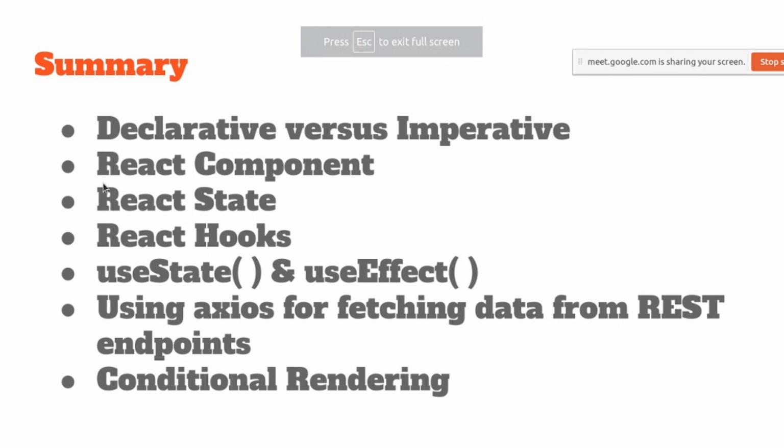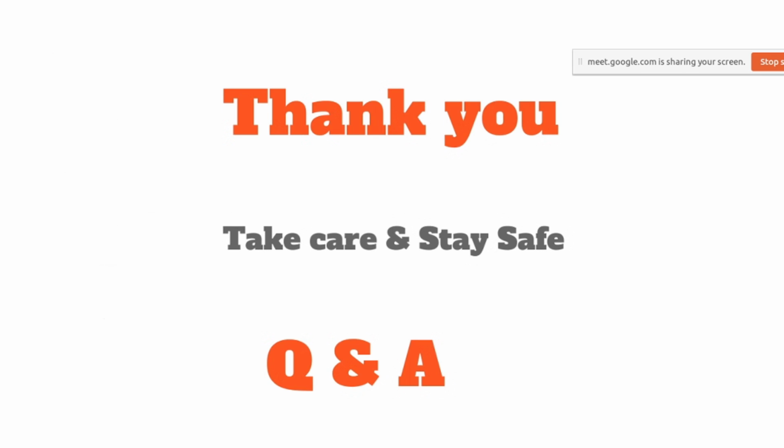Okay, so in summary, we discussed declarative versus imperative, and we talked about React components, how to construct React, and then we looked into what React states are, and then what the different hooks are. So we covered use state and use effect, when to use effect, and when to use state. And also we covered using Axios for fetching data from a REST endpoint. And finally, we looked into conditional rendering. And thank you. Take care and stay safe, and I'm open to question and answer.